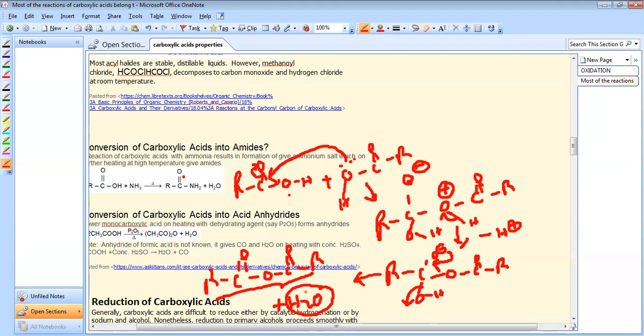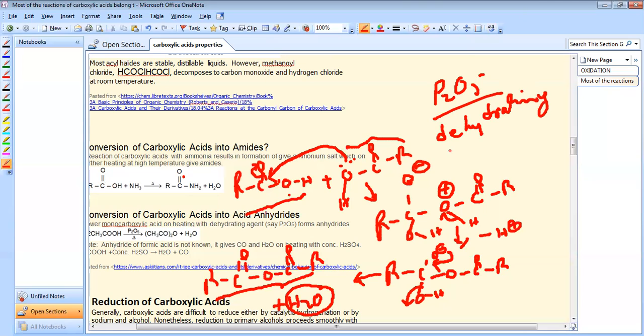If water is present in the reaction mixture, the backward reaction takes place and again we get 2 moles of carboxylic acid. To avoid this, we use a dehydrating agent like P2O5. This phosphorus pentoxide acts as a dehydrating agent and removes the water. Whatever water is formed in this reaction is immediately absorbed by P2O5, and that facilitates the forward reaction only, a single direction reaction. So this is about the formation of anhydride.